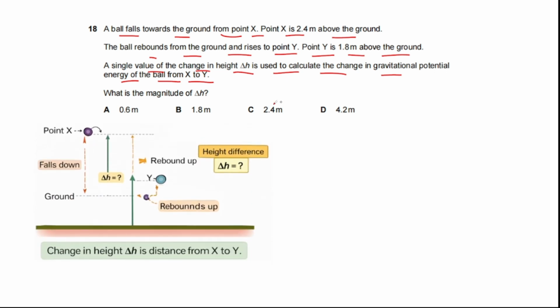So it is given that it is representing the delta H, that single value is used for the gravitational potential energy. So here the point X is over here, and it falls down and reaches the point Y. So basically the height difference is just the height difference between them. Here it is 2.4 meters and it rebounds to 1.8 meters. So delta H is just the difference between 2.4 and 1.8, which is 0.6 meter. So the correct option is option A.